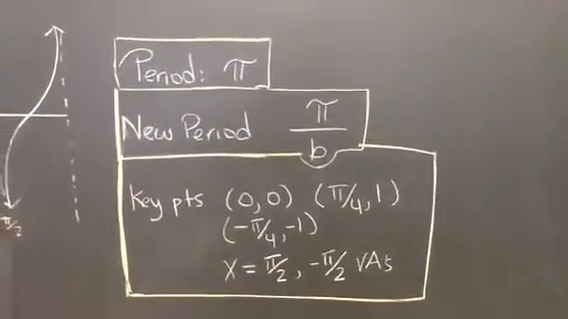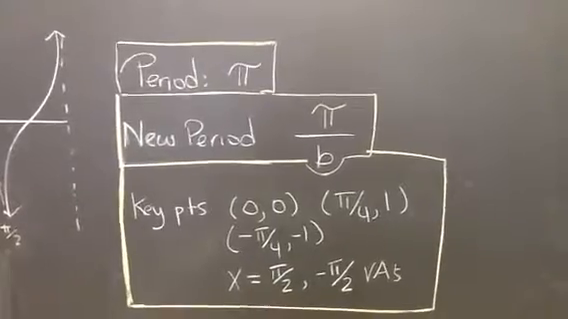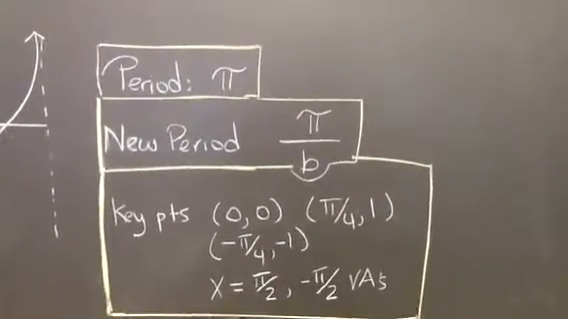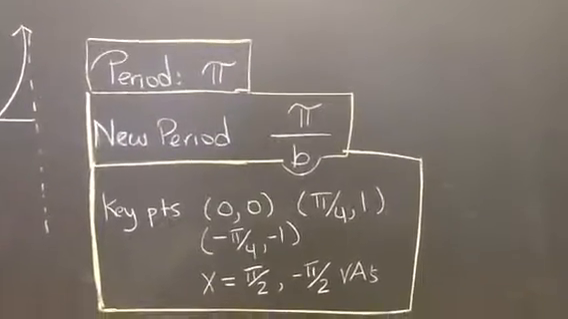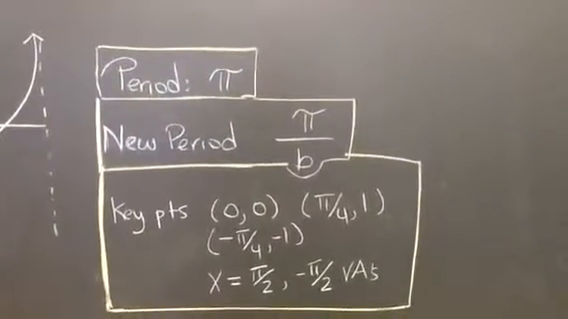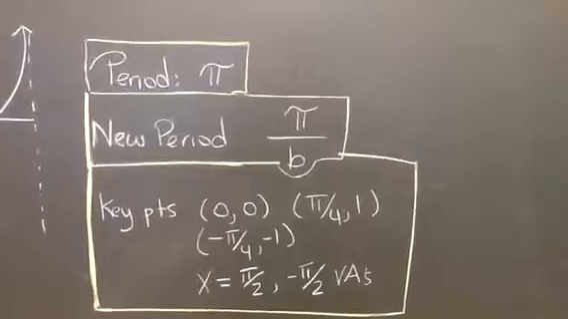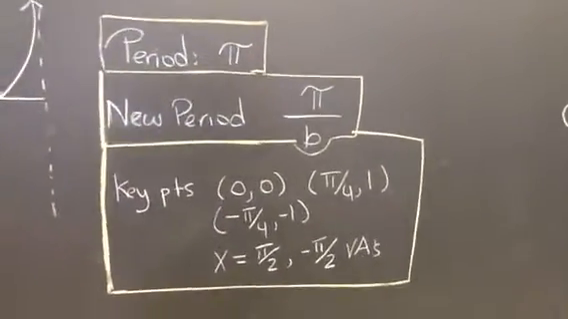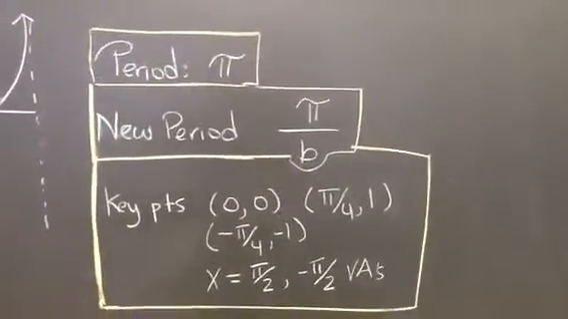The period of tangent is a bit different also, whereas sine and cosine have a period of 2 pi naturally. Tangent has a period of pi instead. So one tangent wave completes every pi interval. To calculate a new period, you take pi and divide it by b.